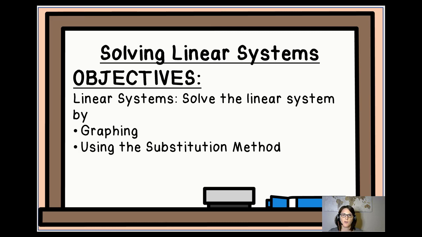Hi everyone, today we're going to be talking about linear systems. We're going to be solving linear systems by graphing and by using the substitution method. Go ahead, grab a piece of paper and a pencil, and let's get started.